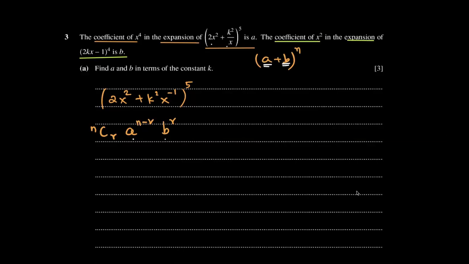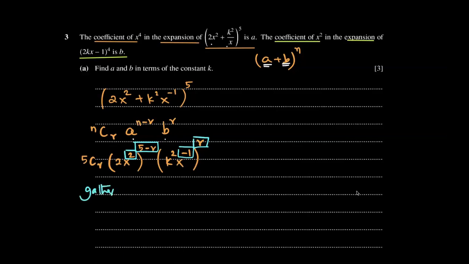So we don't know the value of r, so we will write 5Cr. This is (2x²) raised to power of 5 minus r. And this is (k²x − 1) raised to power of r. Take the 2 from here. Take 5 minus r from here. Take the negative 1 from here. Take r from here. And simplify it out.